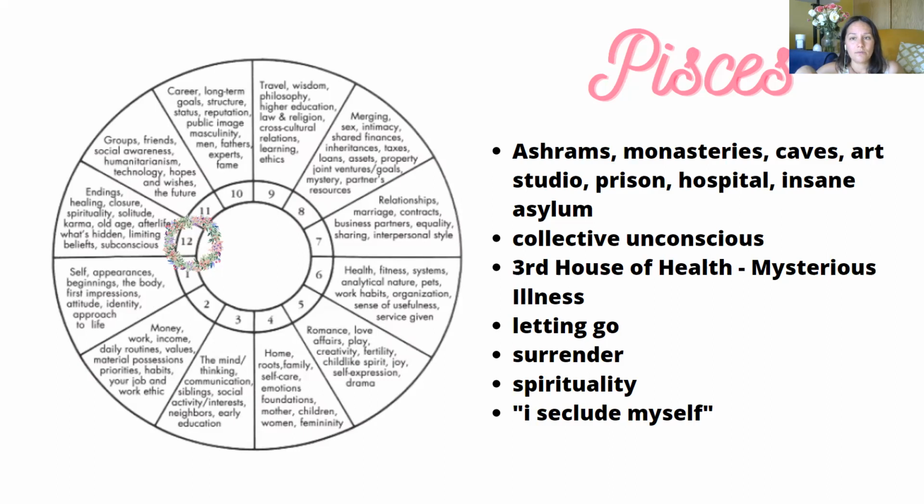So someone who has a lot of Pisces or a lot going on in their 12th house could be living in an ashram or a monastery, or working at a hospital or an art studio, or even finding themselves in an insane asylum because they have limiting beliefs, or their subconscious is running the show, or they're just surrendering to whatever it is and they don't have much control. The 12th house can have a positive side, which is very spiritual, artistic and creative, or it can have a negative connotation of being lost in the chaos, or escaping.